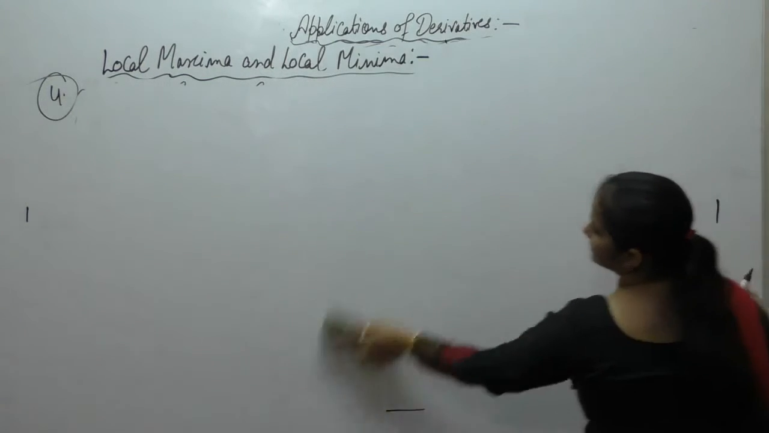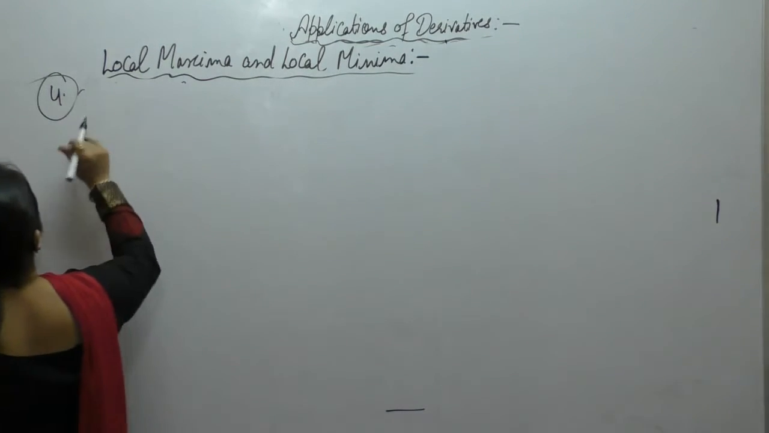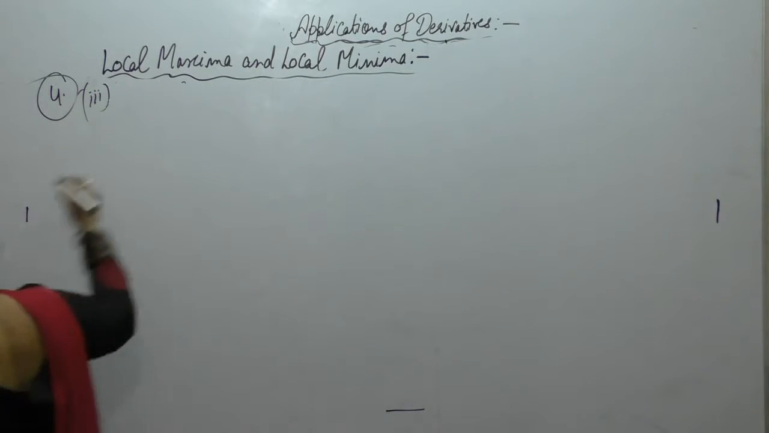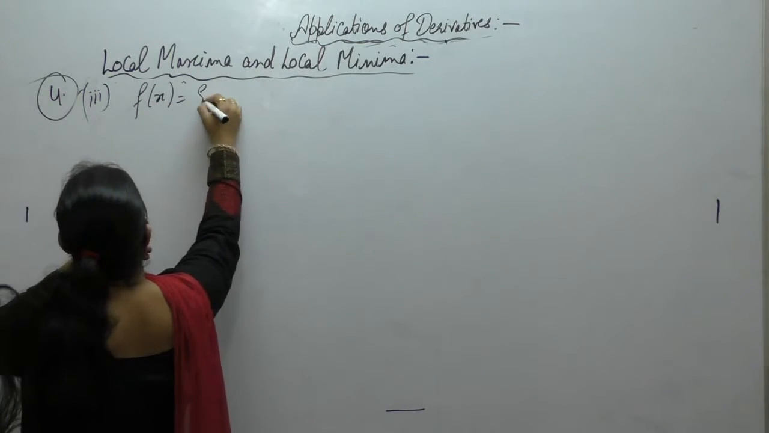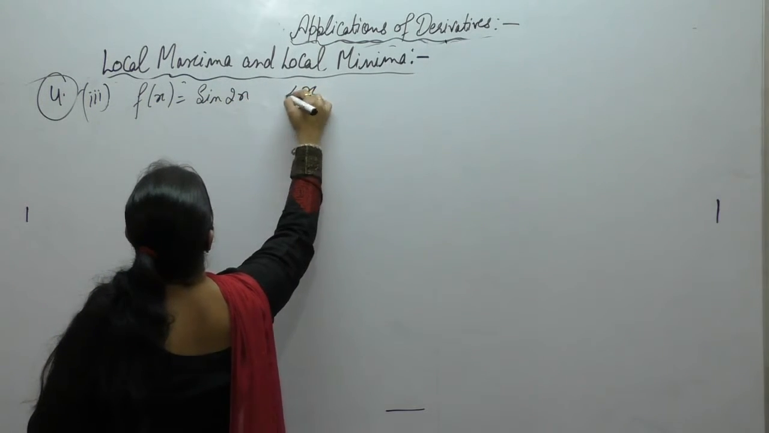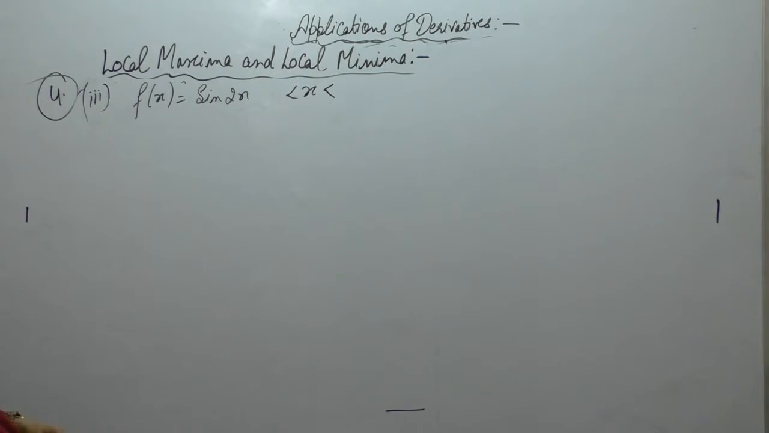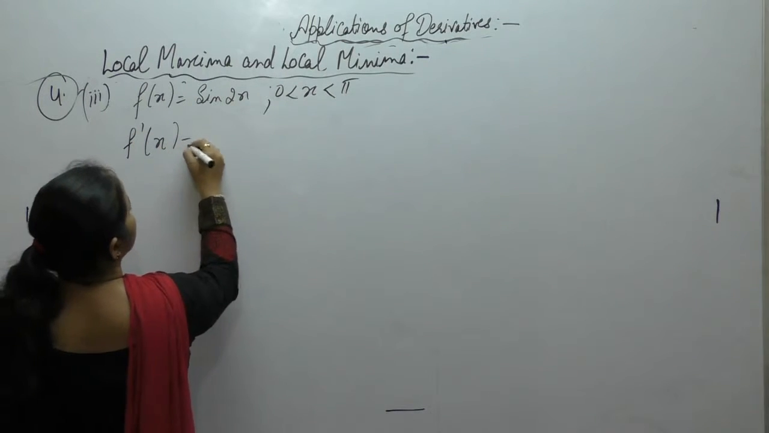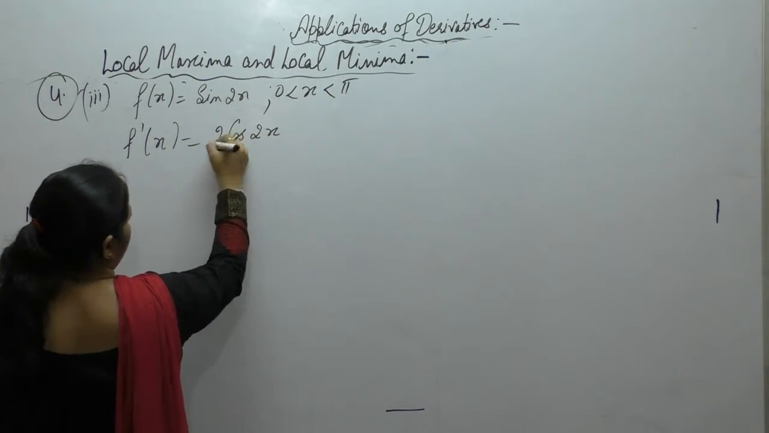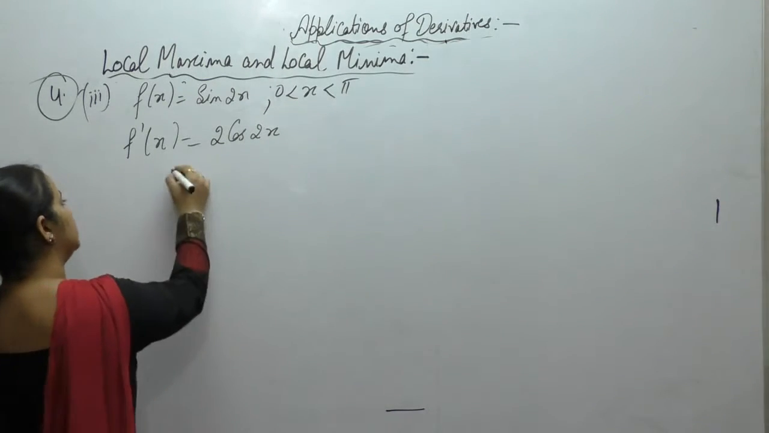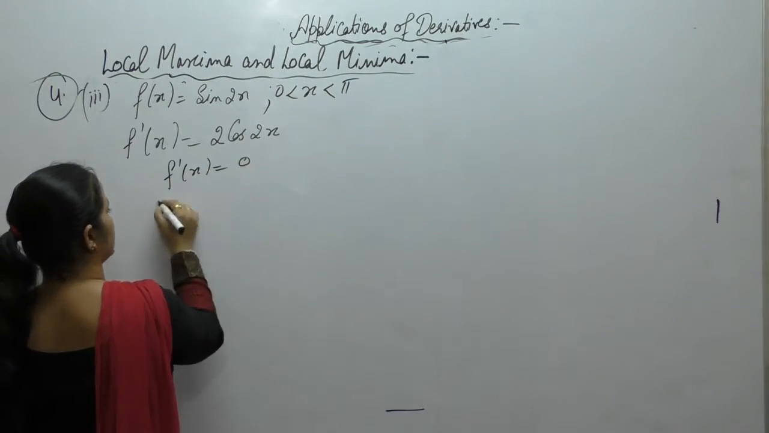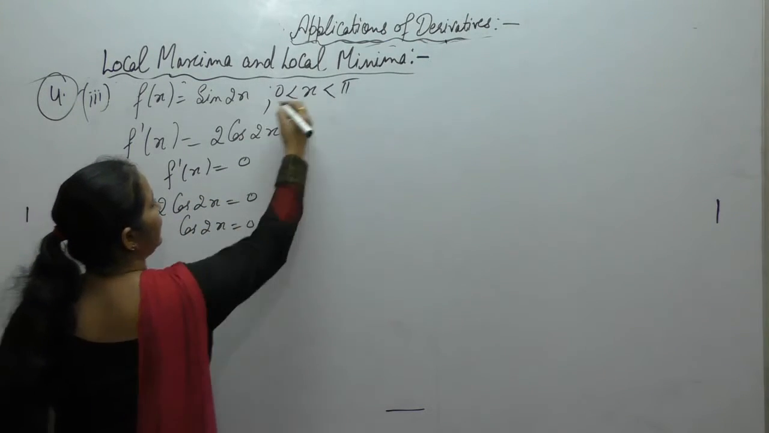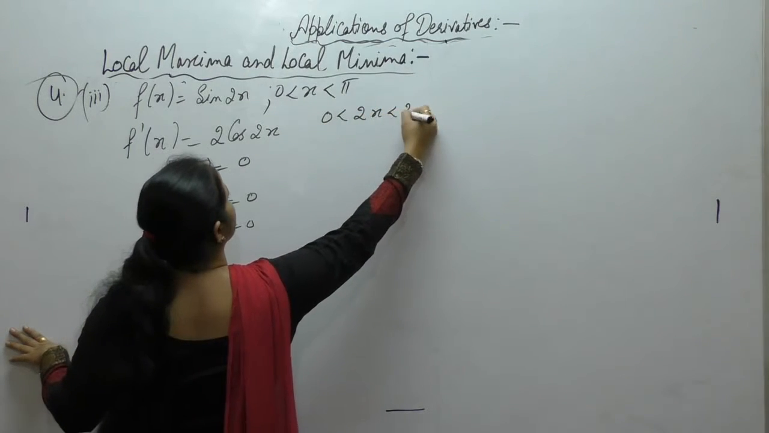Now the next one is the third part. f of x is sine 2x and x lies between 0 to pi. Take the derivative. Derivative of sine is cos 2x. Derivative of 2x is 2. Put the first derivative equal to 0. Multiply this by 2 because the angle here is 2.